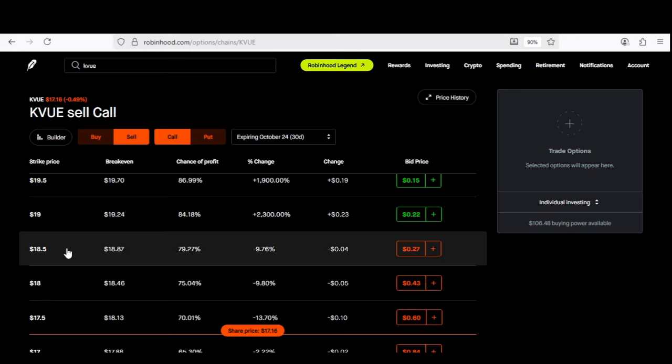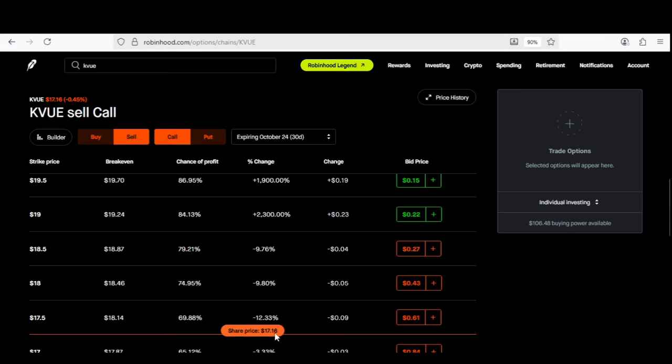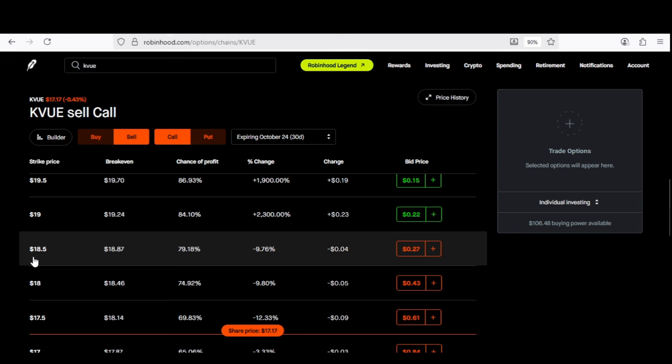So what you're going to be looking for is your average cost. Your average cost, if you decide to pick up 100 shares today, is going to be $17.16. So all you need to do is sell a covered call above this and you should be good. Hence, I'll be going with the 18.5.